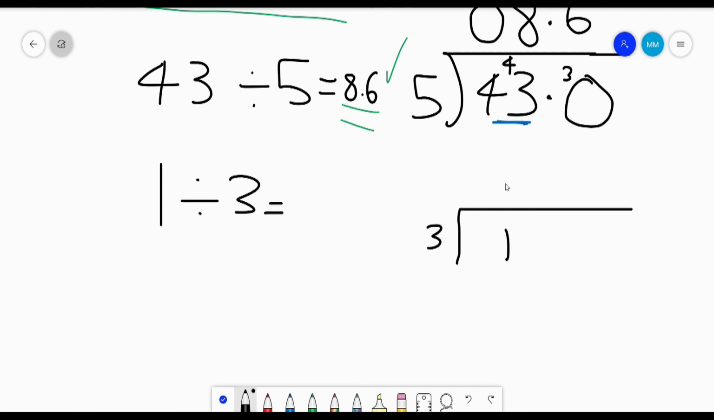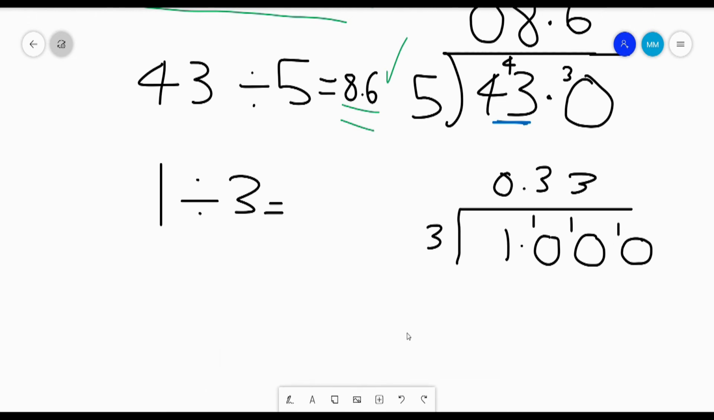how many 3s are in 1? 0. Remainder 1. So we put dot there, 0 there, put a 1 there. How many 3s are in 10? 3. Have we got a remainder? 1, because 3 3s are 9, and I wanted 10, so I got a remainder of 1. So we make another 0, we put a 1 down. How many 3s are in 10? 3. Do we have a remainder? Yes. 3 3s are 9. That's not 10. We have a remainder of 1.